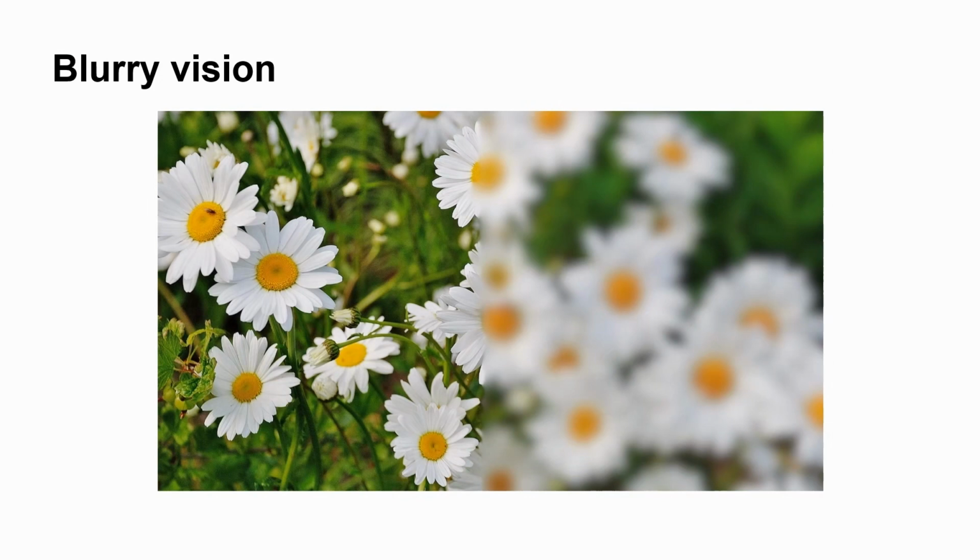Vision may be temporarily blurred if blood sugars are raised. If type 2 diabetes is causing blurry vision, the blurry vision should disappear once blood sugars are lowered. If your blurry vision does not improve, speak to your optician or healthcare professional, as there are other things that can cause blurry vision.